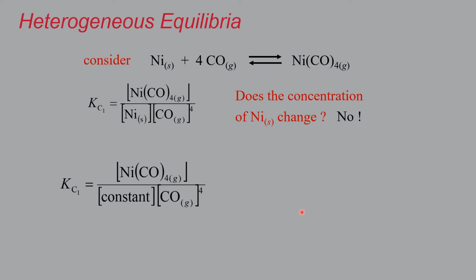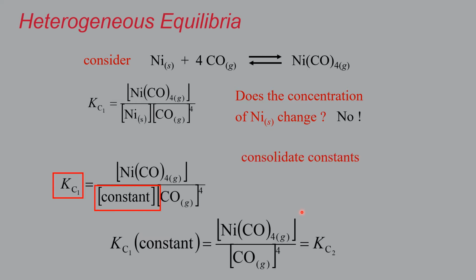So you can say this as an intermediate step, that it's equal to the concentration of nickel tetracarbonyl divided by some constant, divided by the concentration of carbon monoxide to the 4th power. And you could rearrange it like this. You could take these two constants, put them together, and say that Kc1 times that constant, the concentration of nickel metal, whatever it is, equals the concentration of nickel tetracarbonyl divided by the concentration of carbon monoxide to the 4th power. And say that this is equal to a new constant, because a constant times a constant is still a constant, which we will call Kc2.